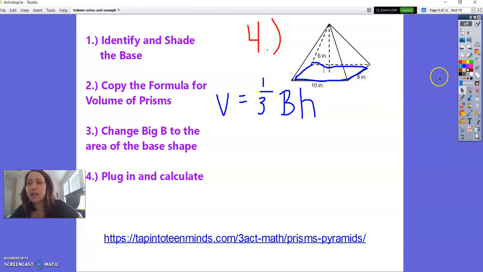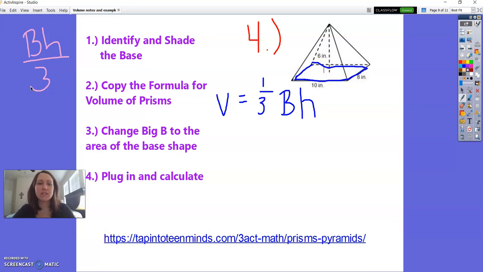You could also write, if I wanted to, another way I could write this would be to say big B times H divided by 3, because 3 pyramids are fitting inside of whatever the matching prism would be. So I'm going to keep my 1/3 here, but I'm going to replace big B with area for a rectangle. That would be length times width, and then bring down my height.